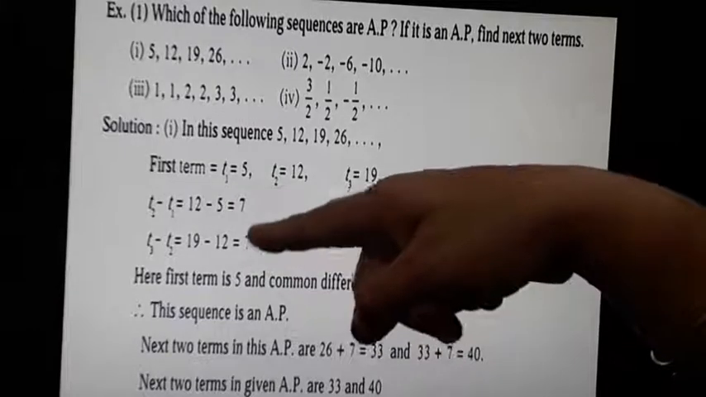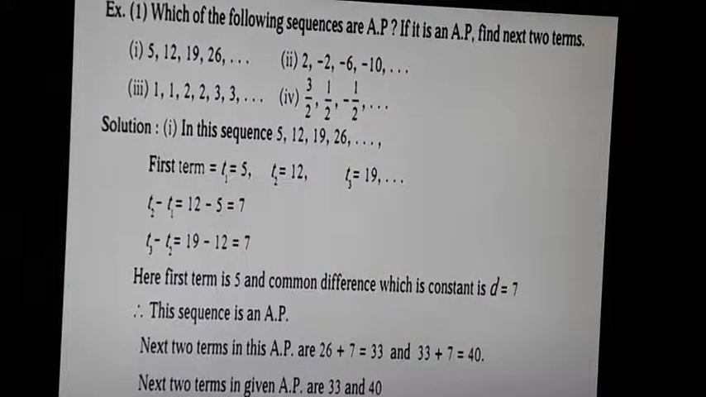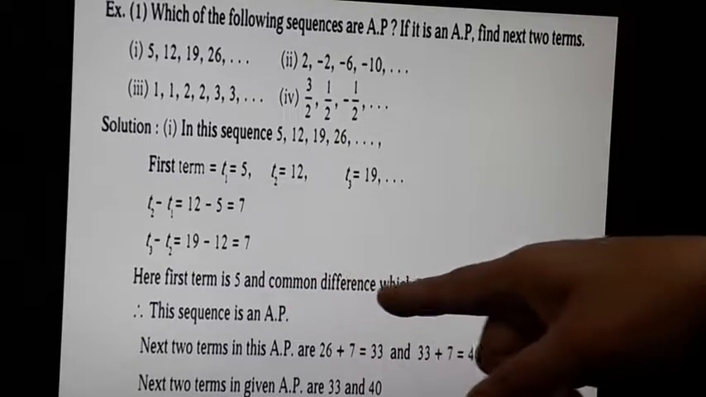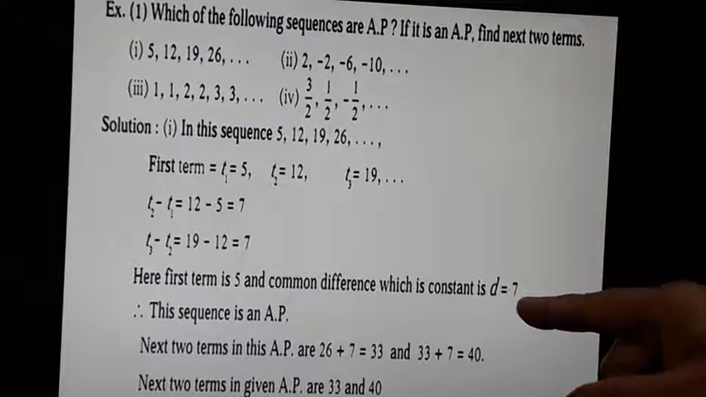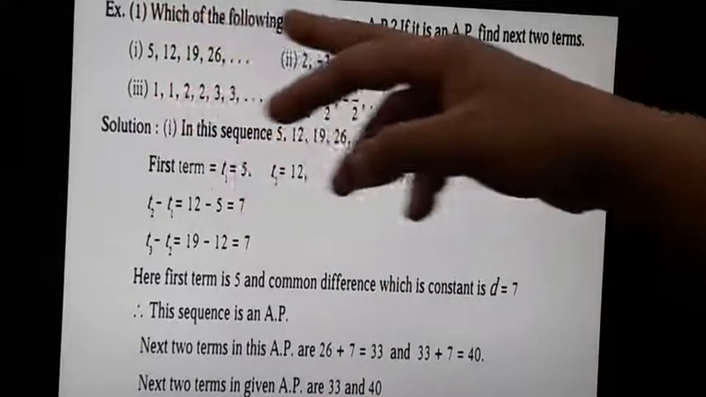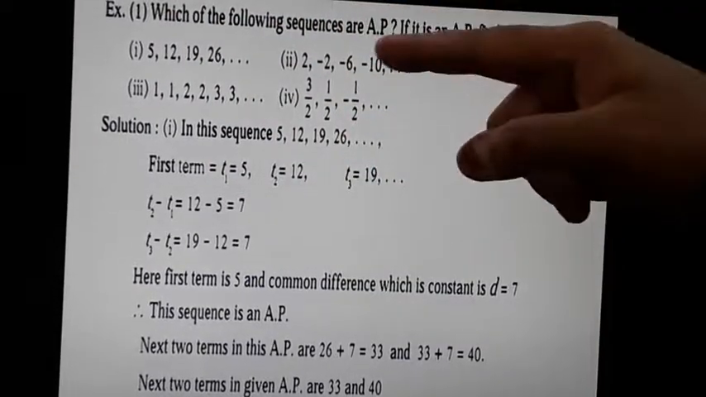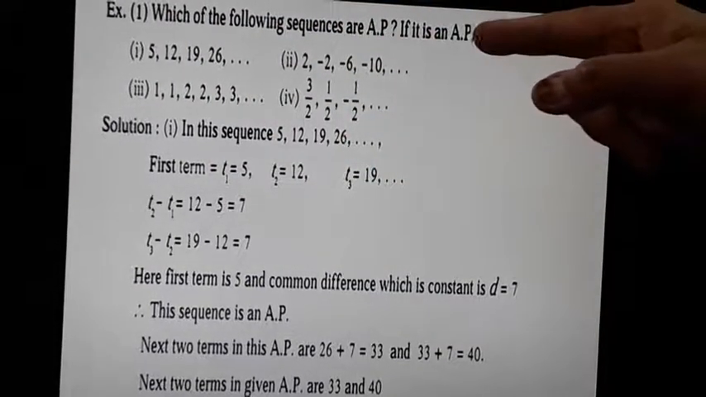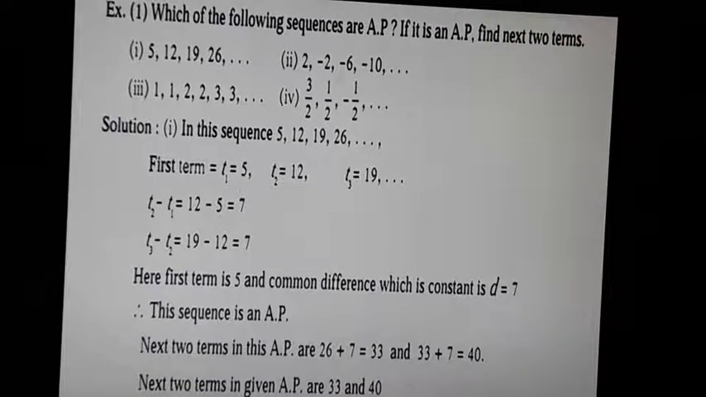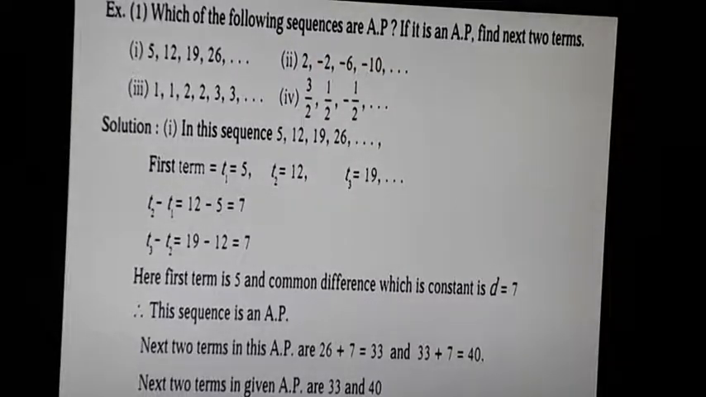Now see, the common difference is constant here. If the common difference is constant in any sequence, that means your sequence is in AP. Here your first term is 5 and the common difference is constant, that is d equals 7. Therefore the sequence is in AP. You have found the answer to the first question. Now, if the sequence is in AP, you have to find the next two terms. The last term of the sequence is 26.